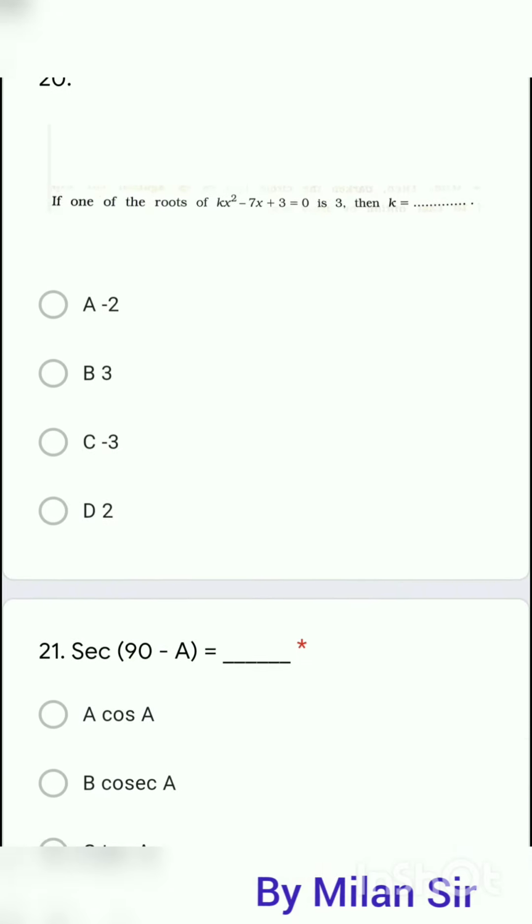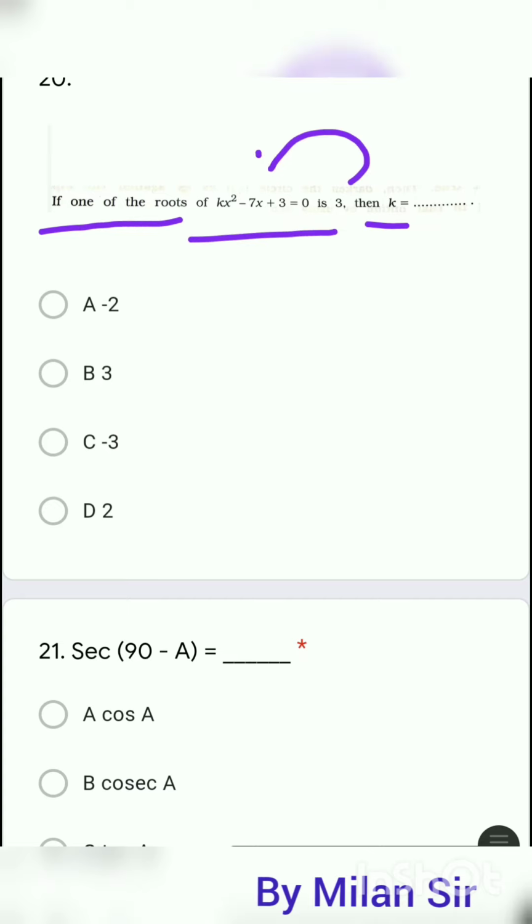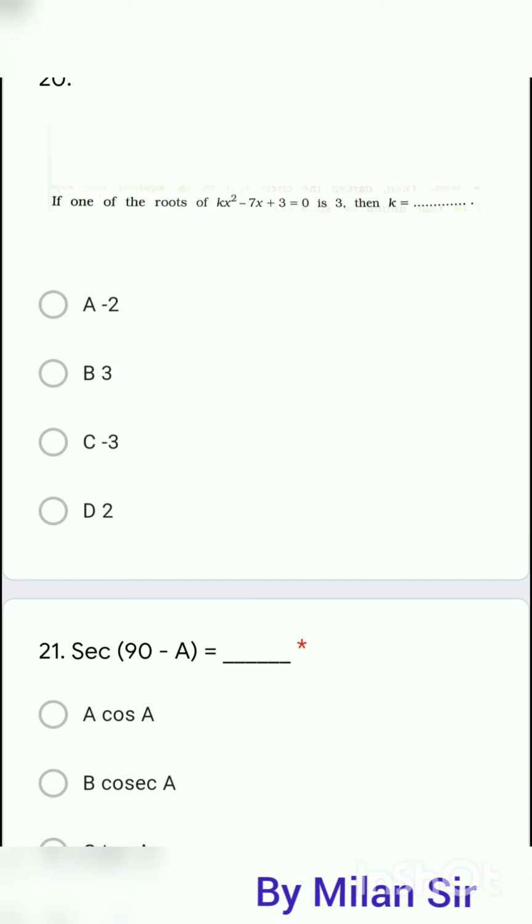After that, question number 20. Here, if one of the roots of the equation is 3, then k is equals to. Now 3 is one root of this equation, and root of this equation means what? This value always satisfies the equation. So in the equation, put the value of x is equals to 3. So you will get the value of k. Okay, so in place of x, put the value 3.